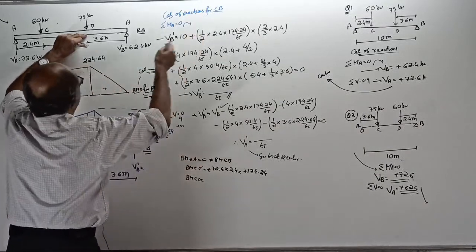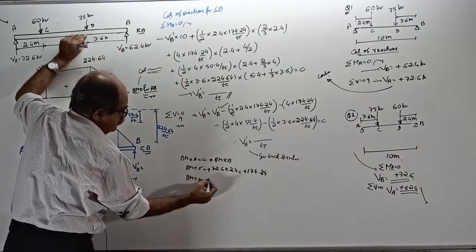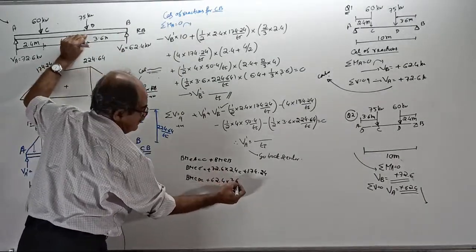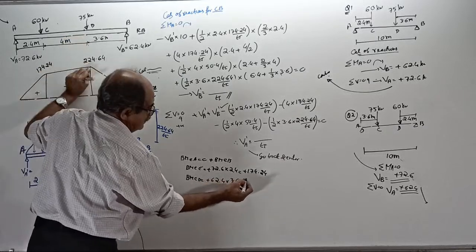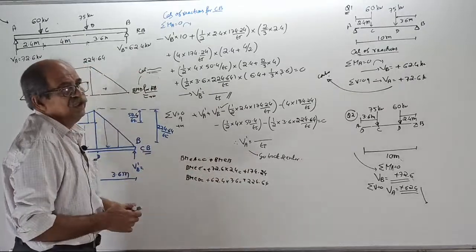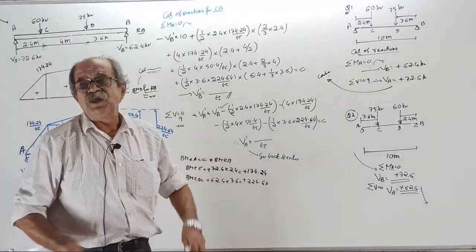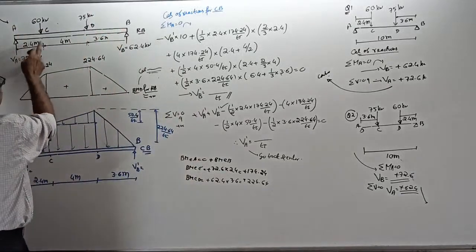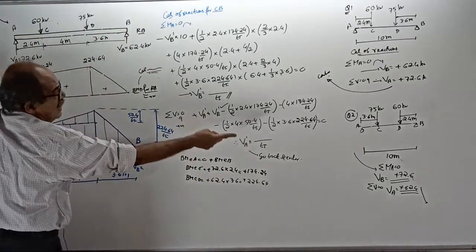Here, look this side. Plus 62.4 into 3.6. That will come plus 224.64 will come. Okay, now, just to save the time, when I start second question, I will put the beam the same way here. I will put this load this side. Accordingly, I will put it here.